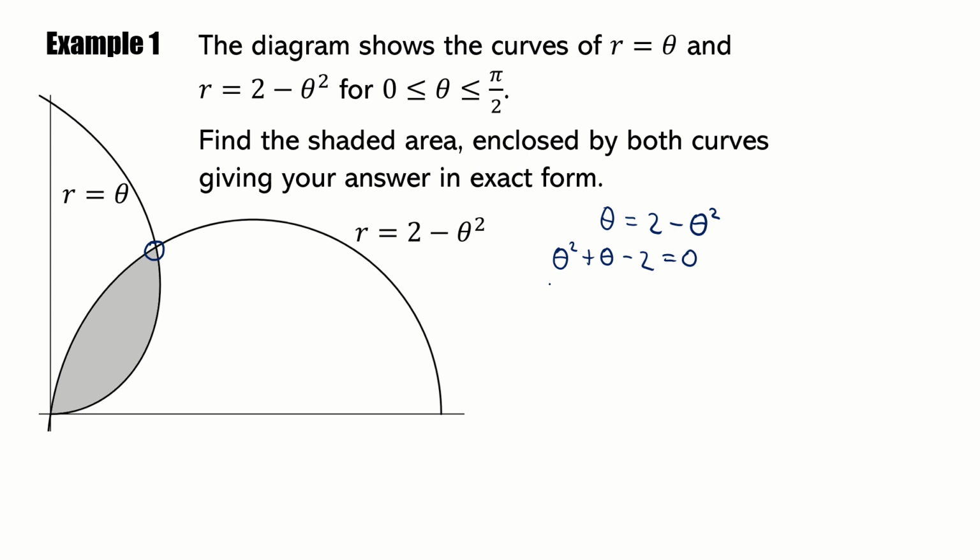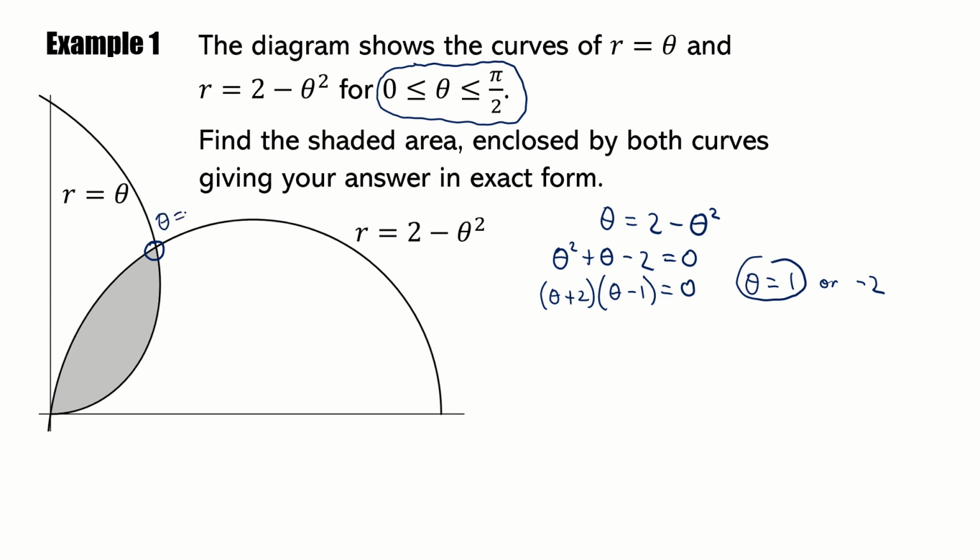And therefore, we are going to get theta plus 2 or theta minus 1 as our two factors, therefore leading to theta equals 1 or minus 2. Now, because we're in the interval 0 to pi over 2 and theta is in radians, of course 1 radian is between 0 and pi over 2, so therefore this is the point of intersection that we care about.